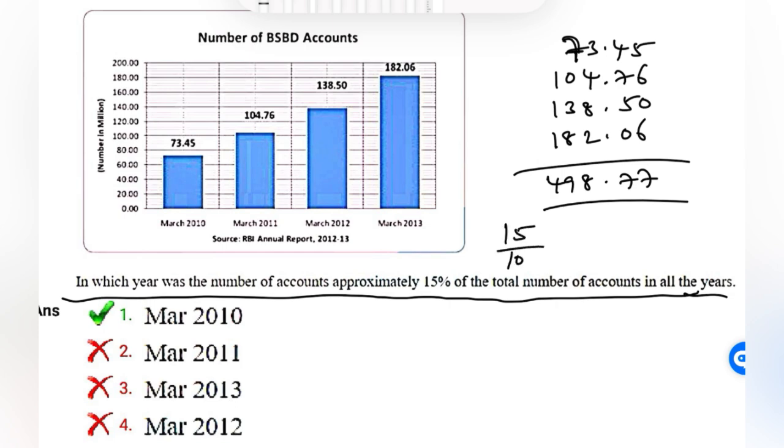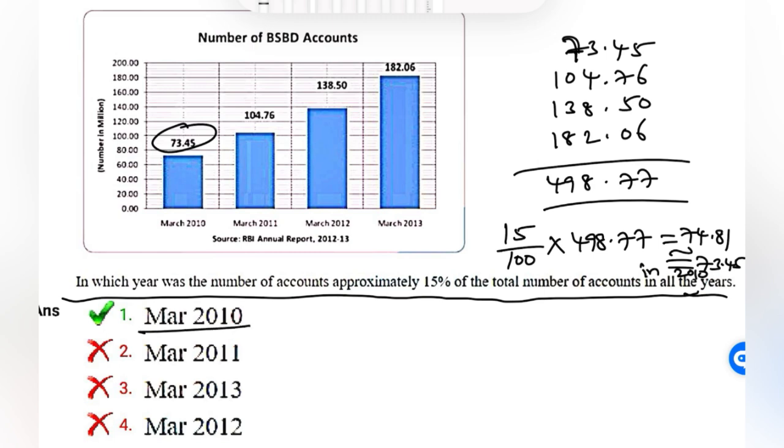So 15% of 498.77 is equal to 74.81. This value is approximately equal to 73.45 in 2010, which is near to this. So the answer is March 2010.